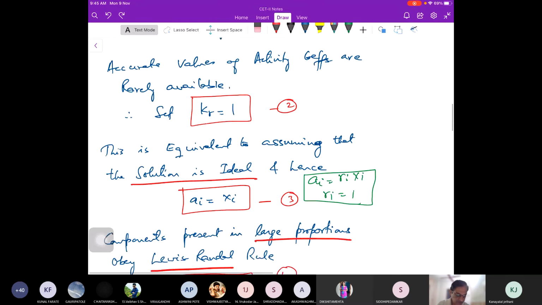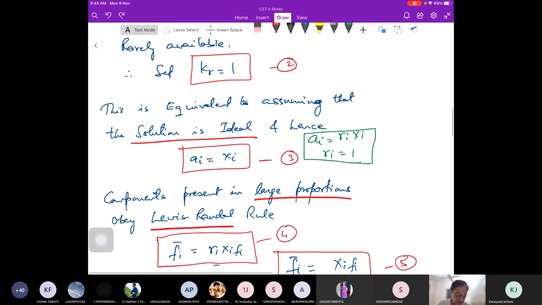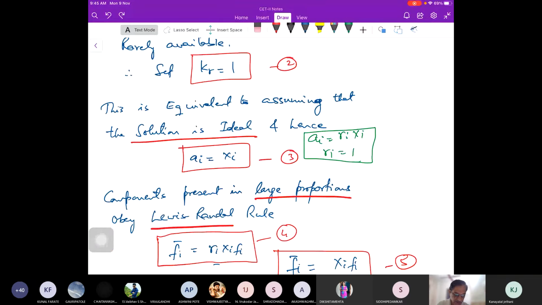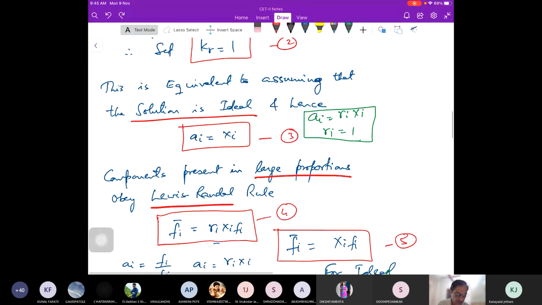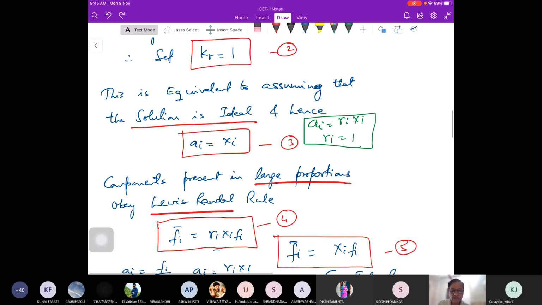We'll see those two. So for ideal solution, a_i is equal to gamma_i x_i, and we know that for ideal solution, gamma equal to 1, therefore a_i is equal to x_i. So if you know the concentration, you can use that instead of activity. Any questions on equation 3? That's how we have defined activity and activity quotient, right?